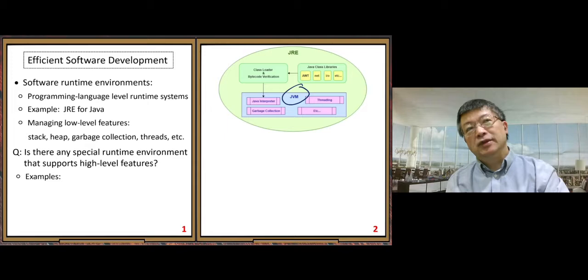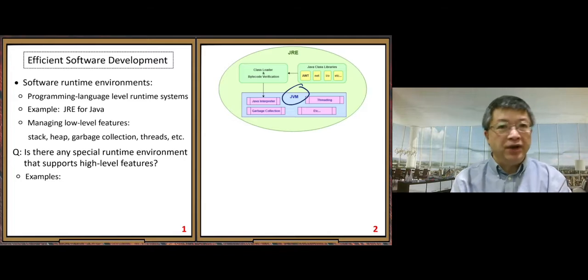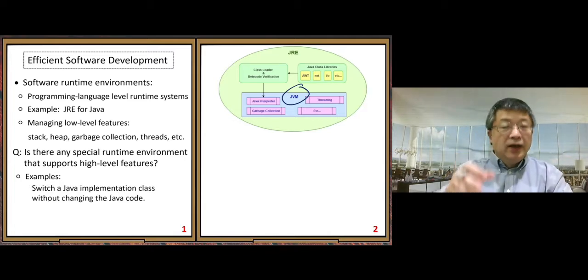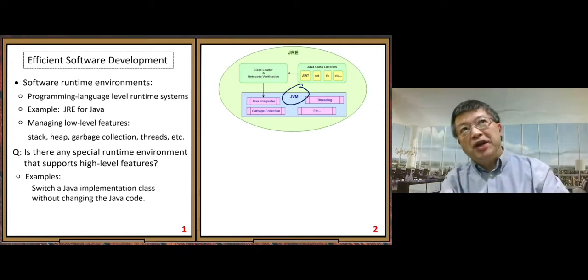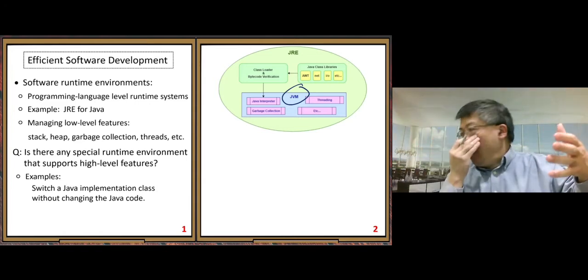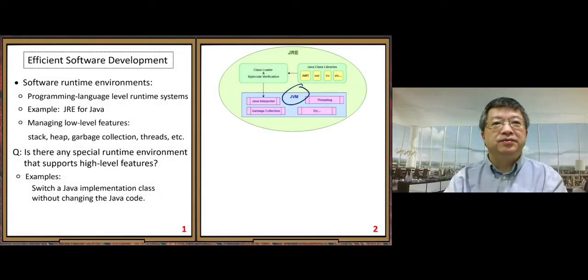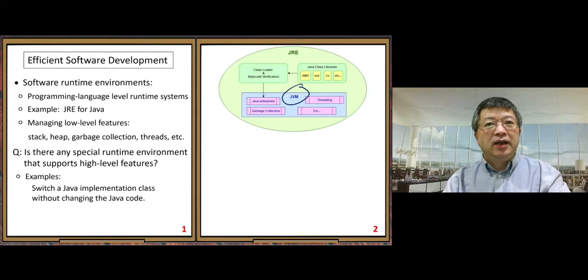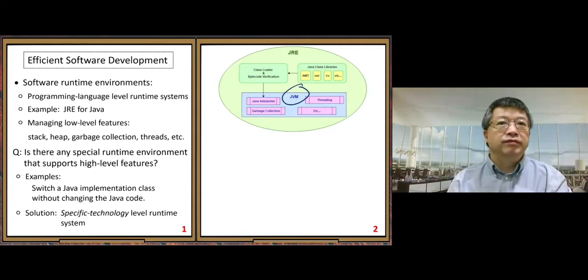Example, here. So what kind of high-level features? I want to give you some general, simple example here. Switch a Java implementation class without changing the Java code. So here you can see we need to do something specific. Things like this, high-level features. So the solution for this problem is very simple.